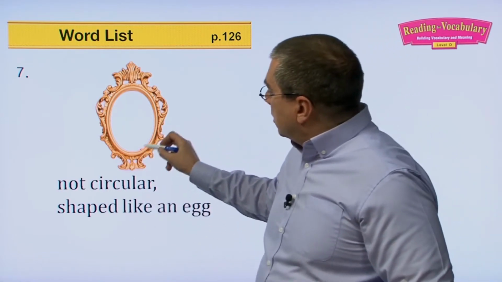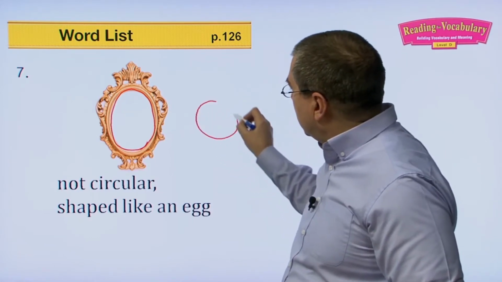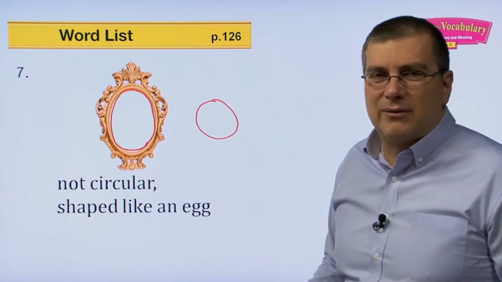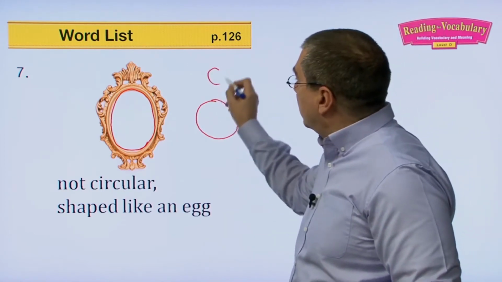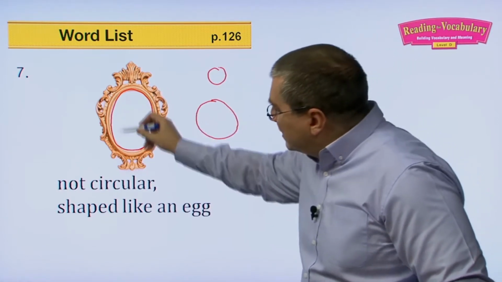Number 7. Not circular, shaped like an egg. So this looks like a mirror, right? Okay, but it's not circular. A circle is more like this. Now, can I draw a circle? I'm okay. That's not a very good circle. Again, I'm not a very good artist. But if you can draw a perfect circle very quickly, that's a circle. But this is not a circle.